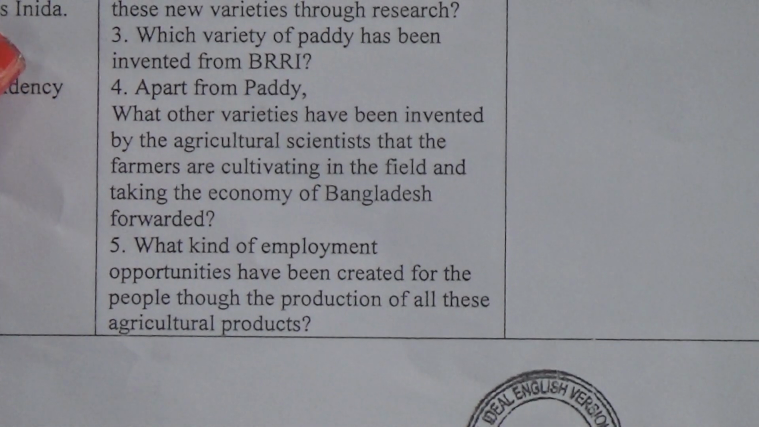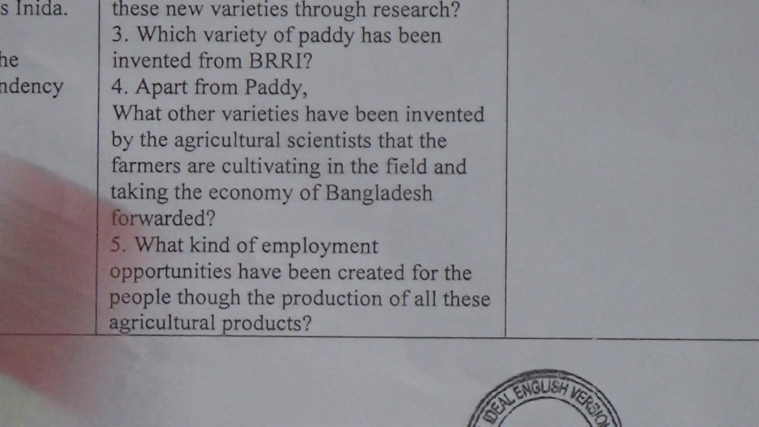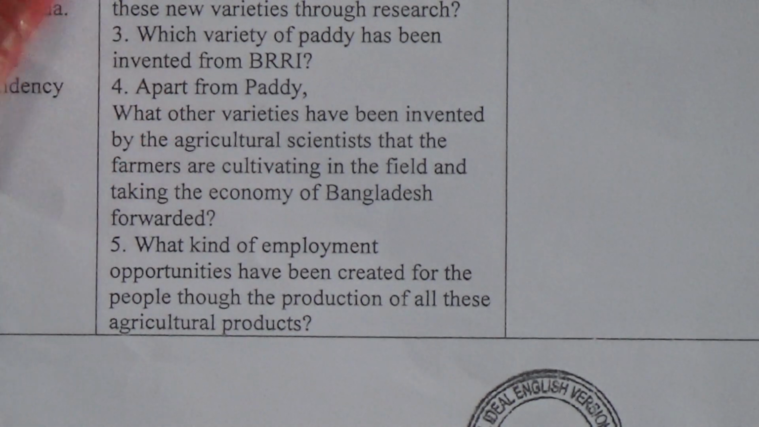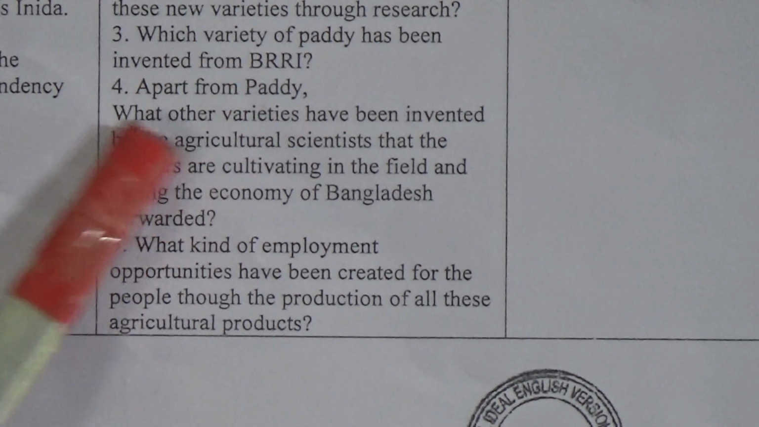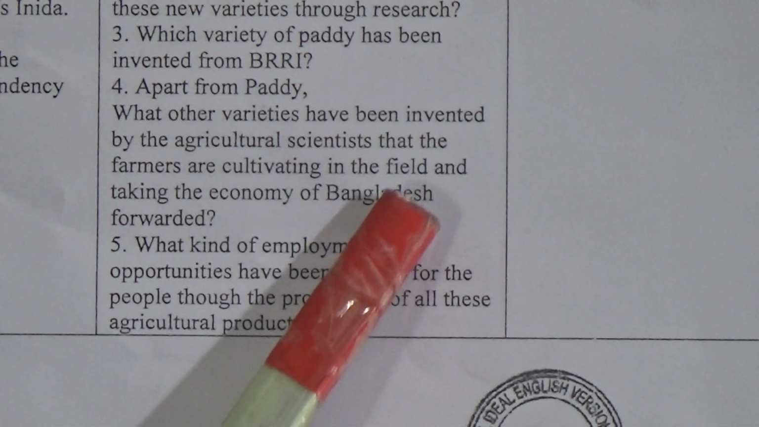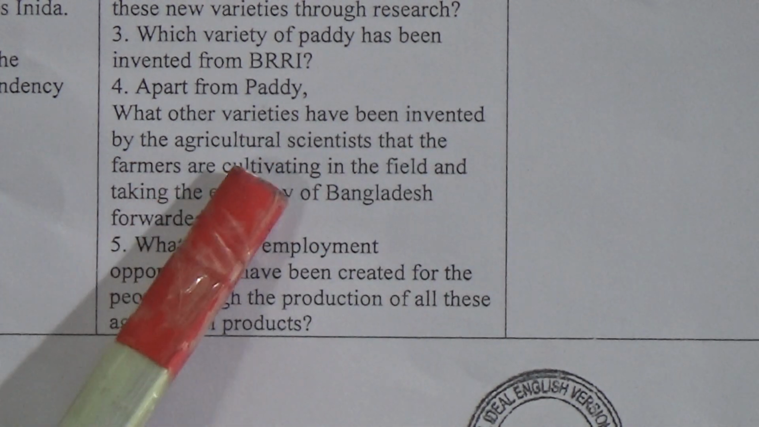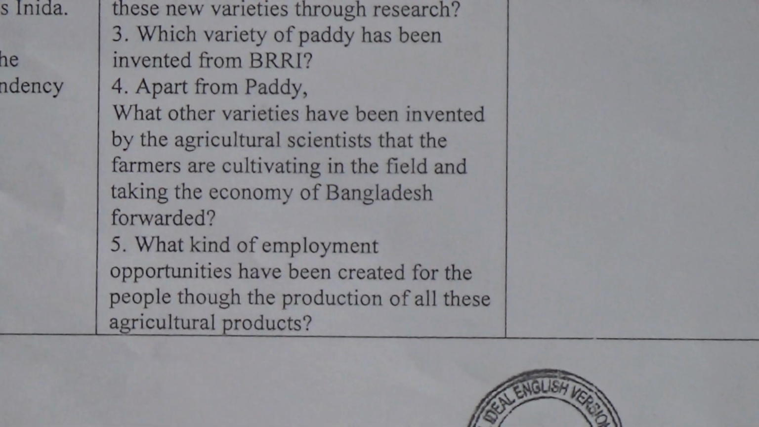You will get that here, you will get 4 kinds of paddies which are very much updated. You will write its answer from there. Apart from paddy, what other varieties have been invented by the agricultural scientists that the farmers are cultivating in the field and taking the economy of Bangladesh forward?